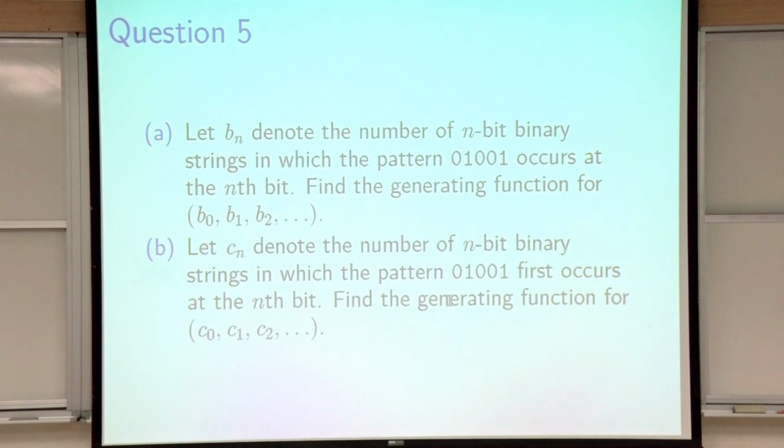So for question 5, let Bn denote the number of n-bit binary strings in which the pattern 01001 occurs at the nth bit. Find a generating function for B0, B1, B2, and so on. And for part B, let Cn denote the number of n-bit binary strings in which the pattern 01001 first occurs at the nth bit. So here we follow the definition of occurs as we defined in class.